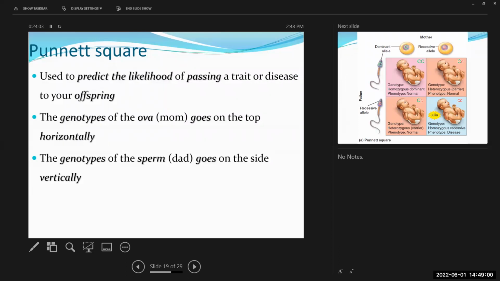All of Mendel's work can be compressed into what we know as a Punnett Square. What the Punnett Square shows is the likelihood of passing on a trait.